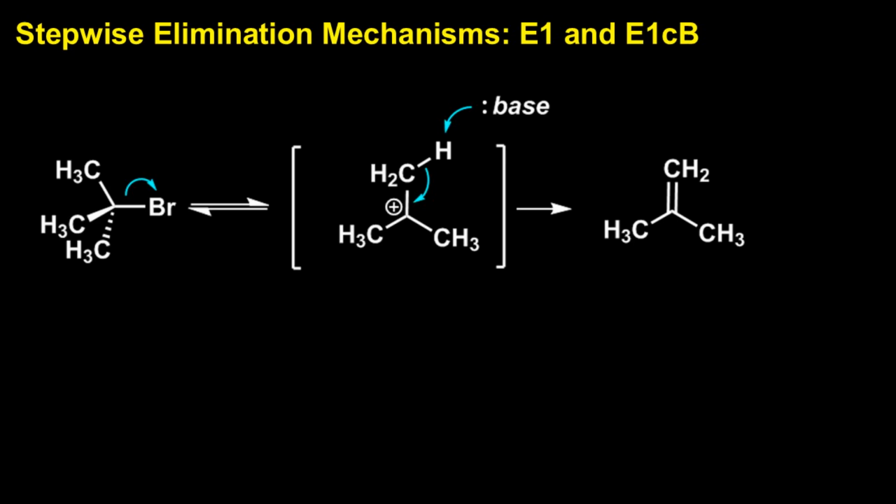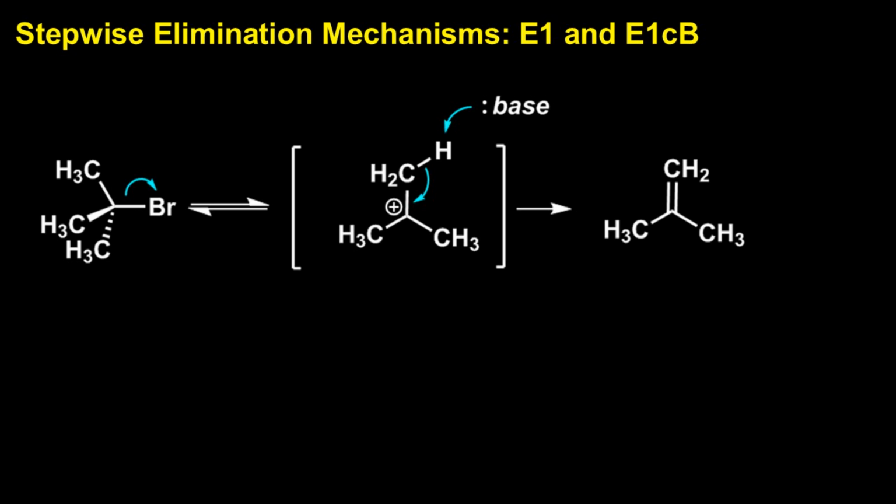Let's walk through a typical E1 mechanism using an example. Say we have a tertiary alkyl bromide. First, the bromide leaves, and that forms a tertiary carbocation. This step is slow, and it's the rate-limiting step. Next, a base removes a beta hydrogen, and the electrons from that bond move in to form a pi bond. That gives us an alkene as the product.